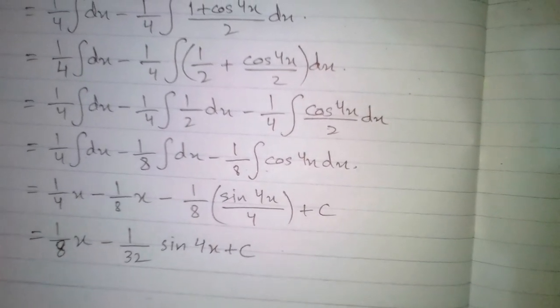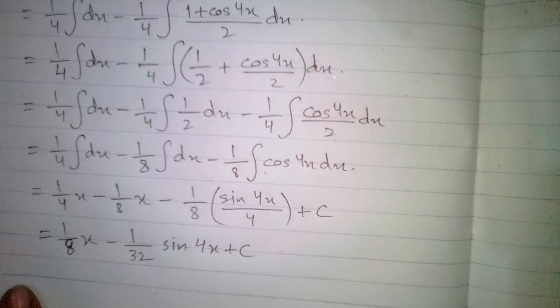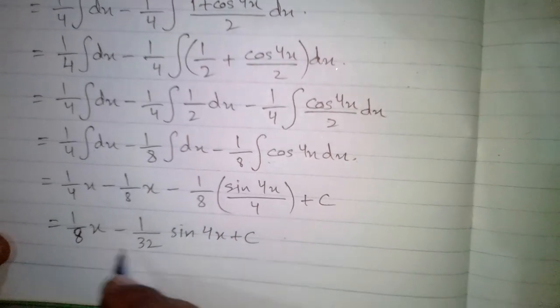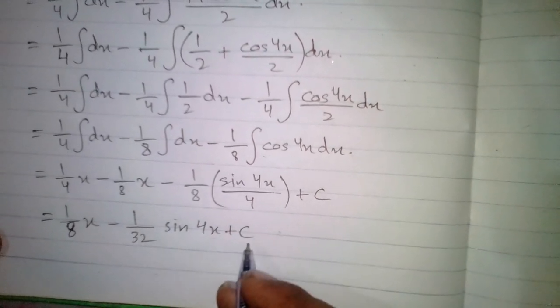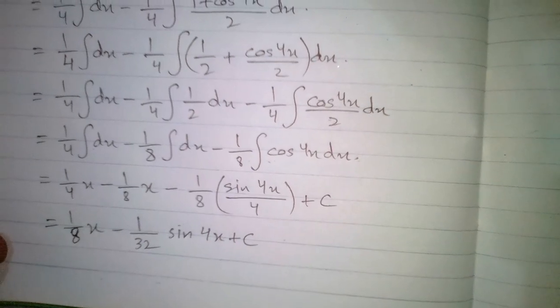So the integral of sin square x cos square x with respect to x is 1 upon 8x minus 1 upon 32 sin 4x plus c, where c is the constant.